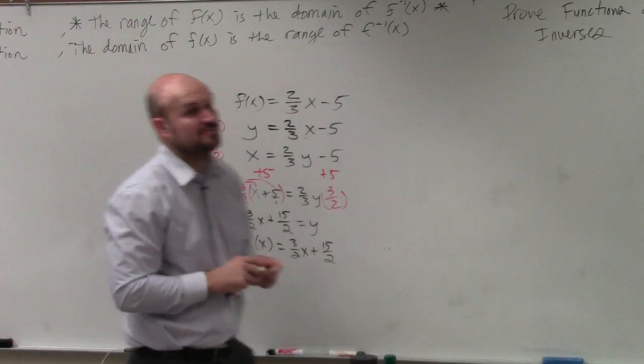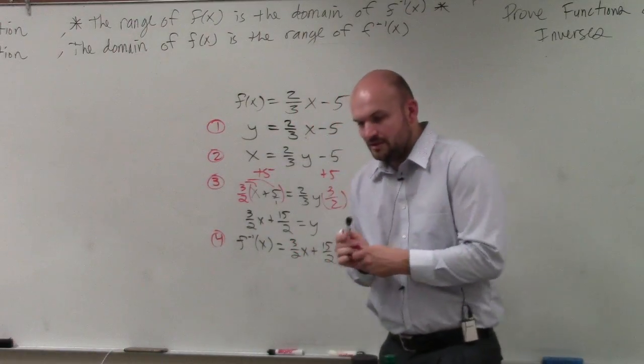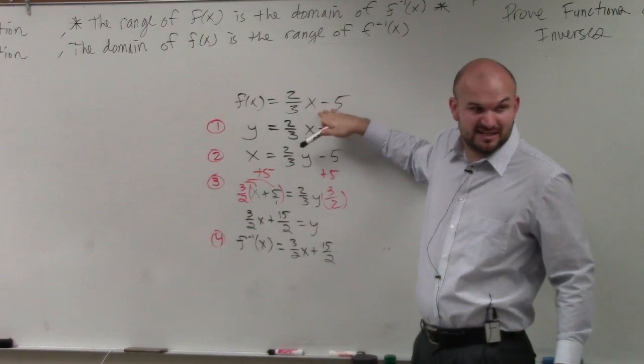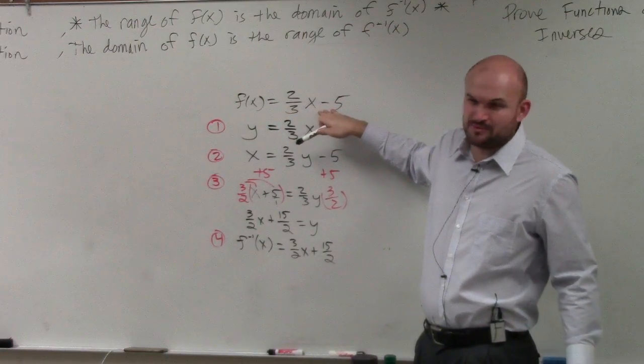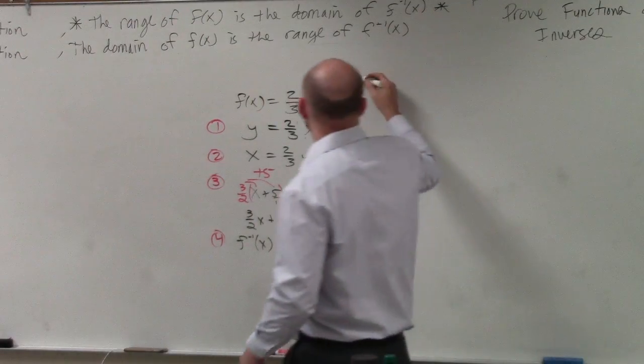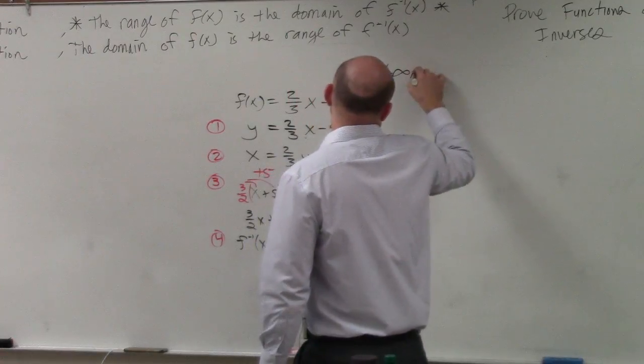Now, I did ask to find the domain and range, right? So let's find the domain of my original function. Again, can I divide by 0 at all? Is it possible? No. Can I take the square root of a negative number? No. So the domain is pretty simple, all real numbers.